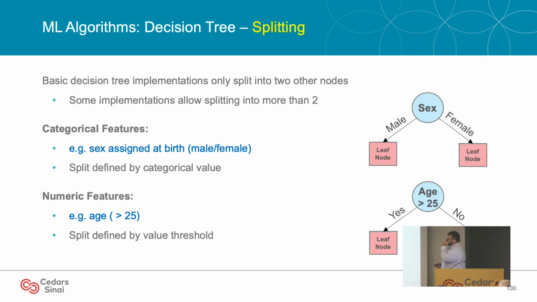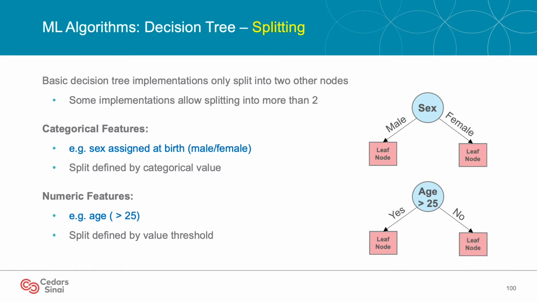Splitting. The most basic decision tree implementations only split each node into two other nodes, but you can actually have more complex implementations than that. Some allow splitting into more than two. I'm going to show you how splitting occurs if we're splitting on a feature that is either categorical or numerical. For categorical, let's say sex assigned at birth, male or female, you can go one way or the other, and it's just yes or no, true or false. Differently, if you have a numerical value, you're using a threshold. So if age is greater than or less than a value, you go one way or the other. Pretty straightforward, right?